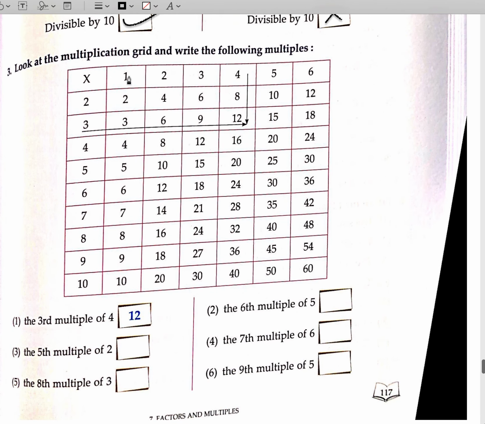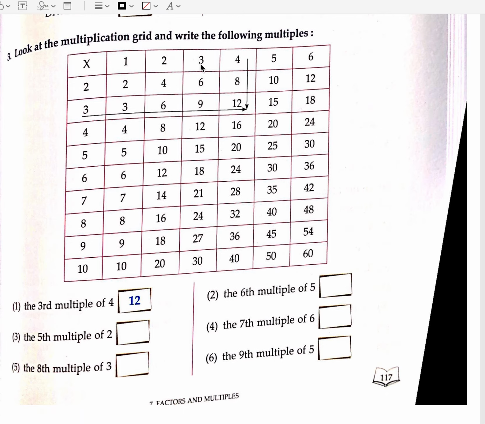So now we need to look at the multiplication grid and write the following numbers. First number we should see is the top corner, which is 1, 2, 3, 4, 5, 6, and then from 2 to 10. So if we say 3 into 6, we need to see the 3 line and the 6 line, and where they intersect is the answer, which here is 18, because 6 into 3 is equal to 18. Now maybe 8 into 6. So let's see. It should be 48. That's the correct answer. So here are some questions which you can solve.